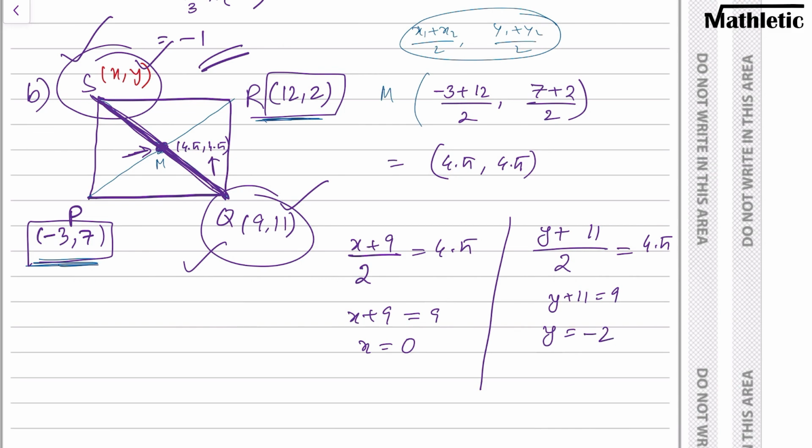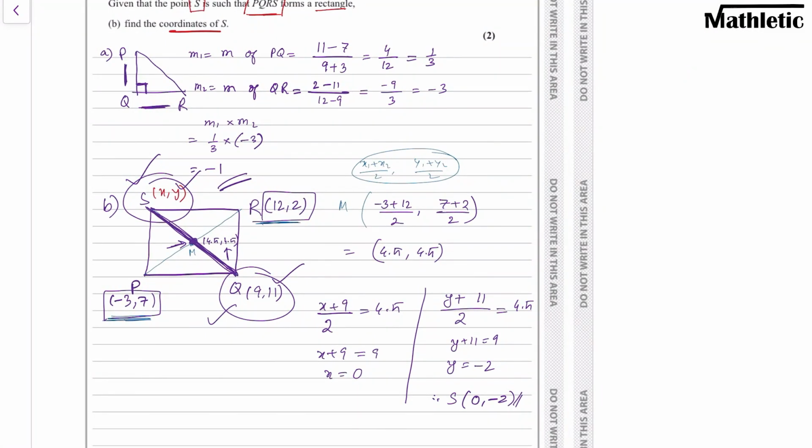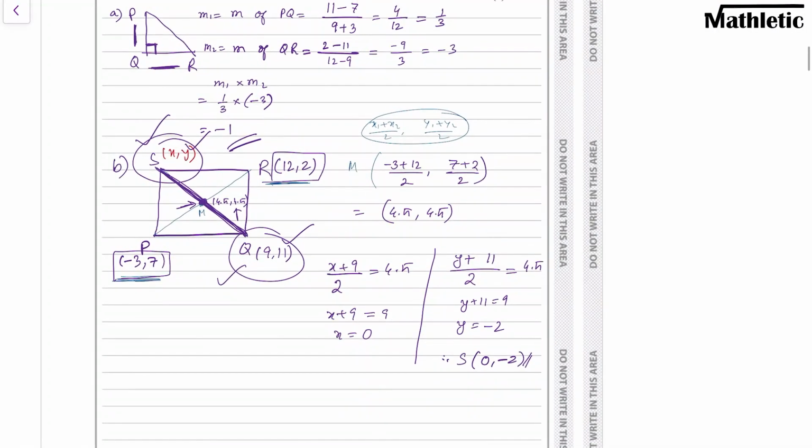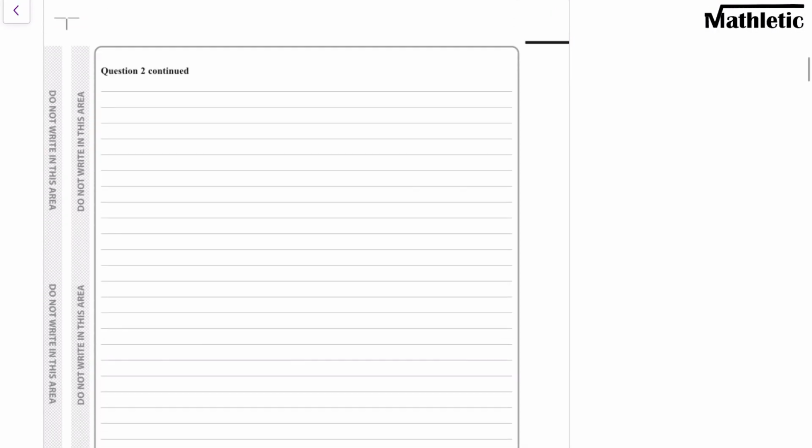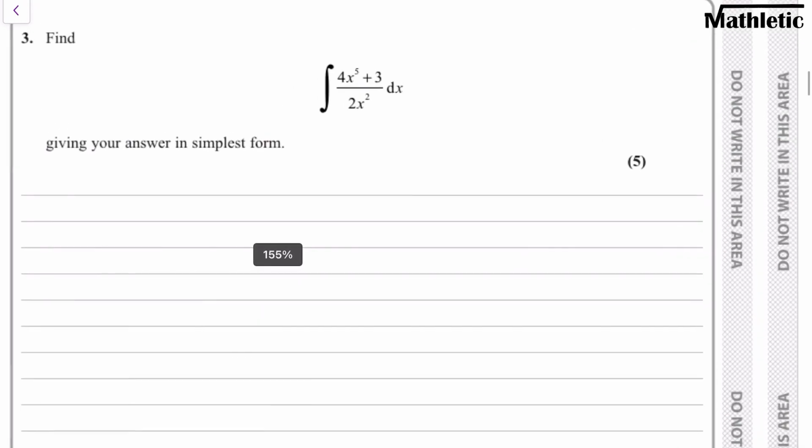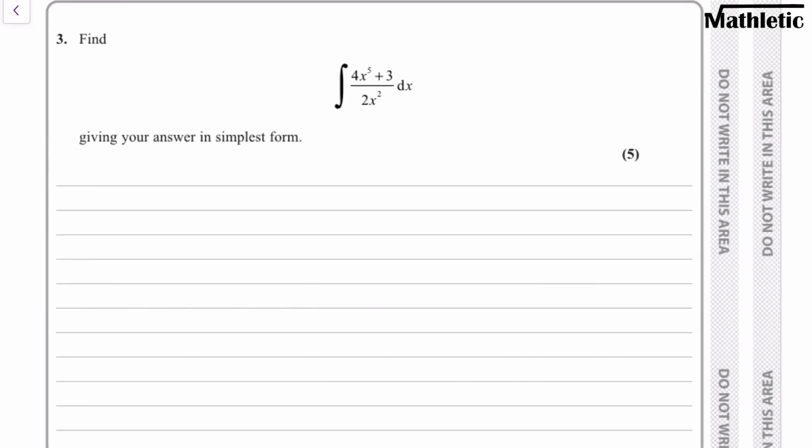So the y coordinate is minus 2. Therefore, the coordinate of S is (0, -2). So this is the solution of part number 2. Next, number 3 is from the chapter integration.